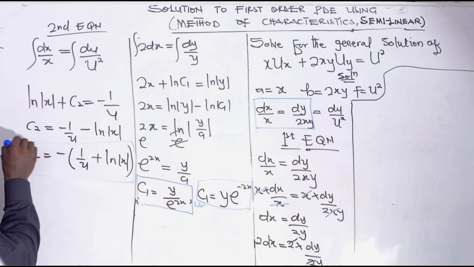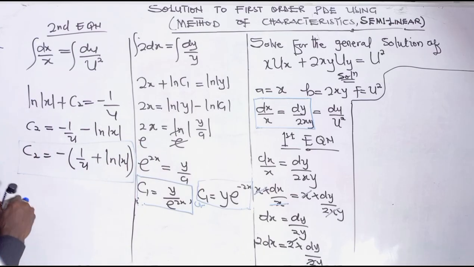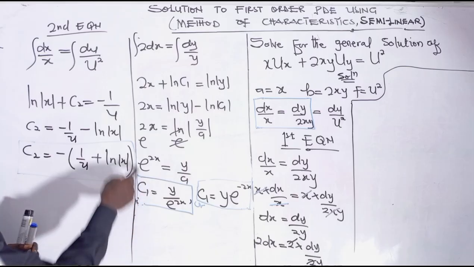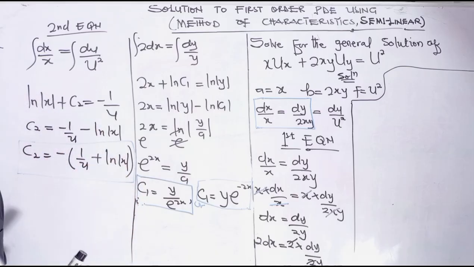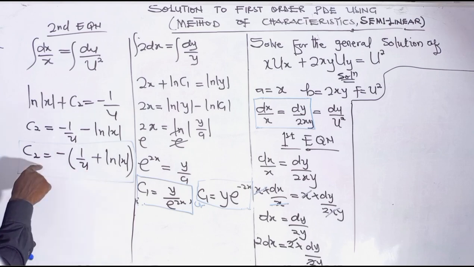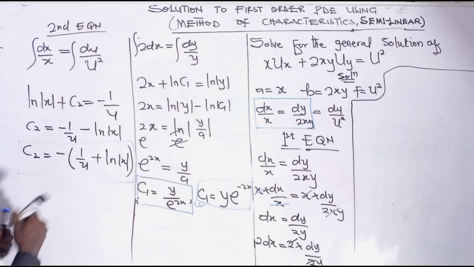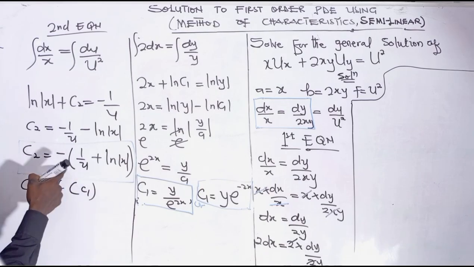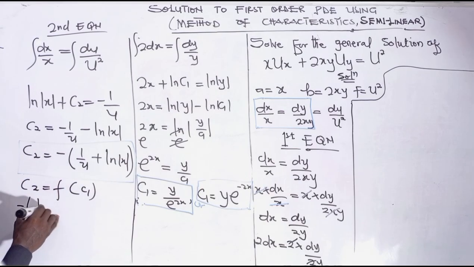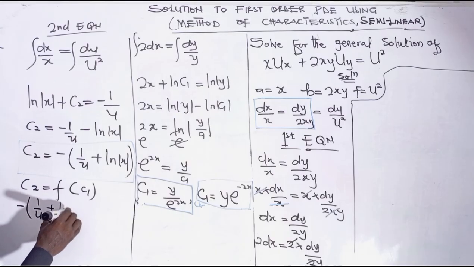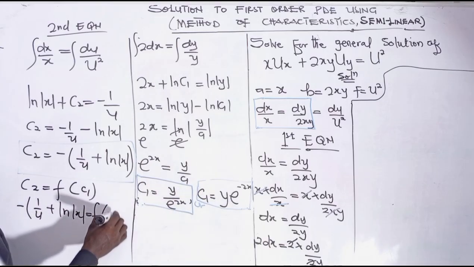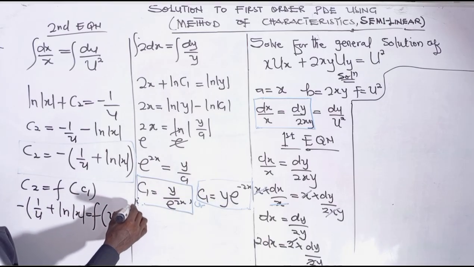As I said, we are going to get two solutions, C1 and then C2. Since we are having two solutions, we are going to make them form a single solution. It is either C1 becomes a function of C2 or C2 becomes a function of what? C1. Since we are having the u in C2, let's make C2 a function of C1. Our C2, we have negative 1 over u plus ln x is equal to a function of, let's pick this one, y exponent negative 2x.